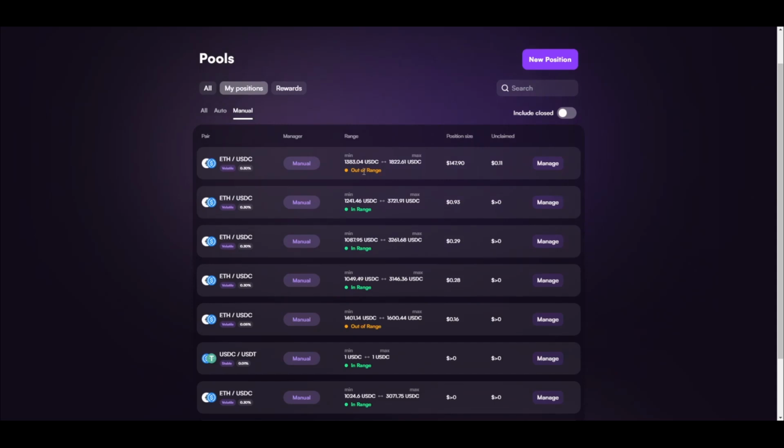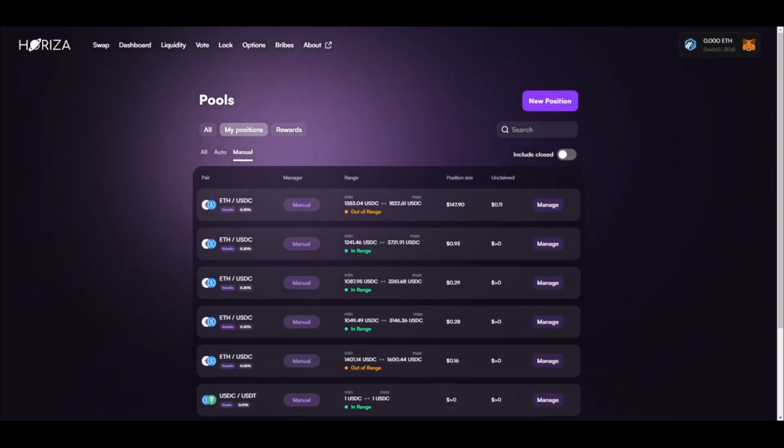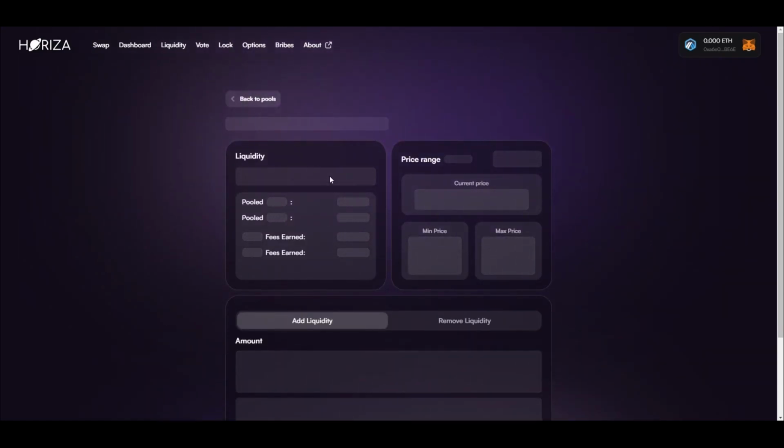Here you can see that the price is out of the range, and now this liquidity is not profitable. Here, on the contrary, the price is in the range and therefore generates profit. You also have the ability to go inside a particular position to manage it and see the details. Real-time update.